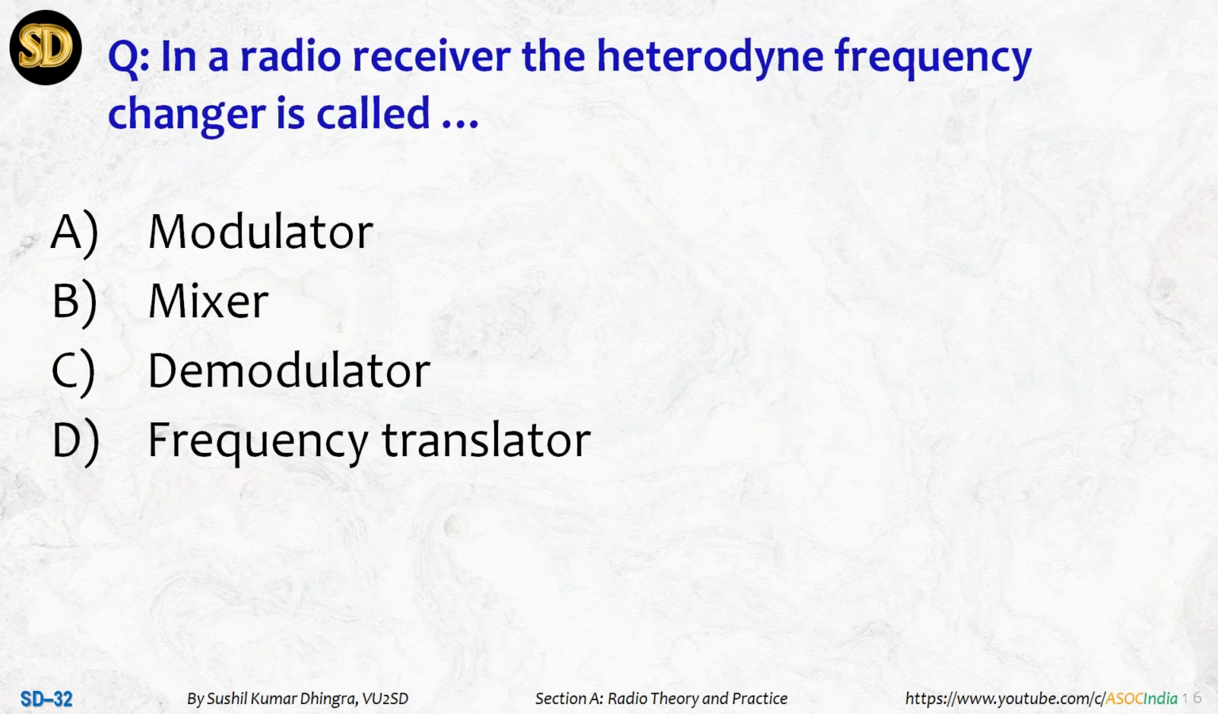In a radio receiver, the heterodyne frequency changer is called what? Modulator, mixer, demodulator, frequency translator. Time started now. Choose the right answer. Mixer, mixing the frequency. Heterodyne means mixing. Very first slide it was explained.